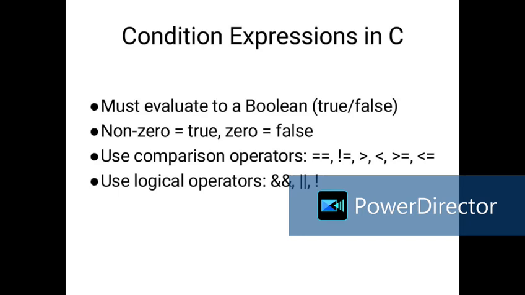Condition expressions in C must evaluate to a boolean. Non-zero equals true, 0 equals false. Use comparison operators: equal to, not equal to, greater than, less than, less than or equal to, greater than or equal to. Use logical operators: and, or, not.